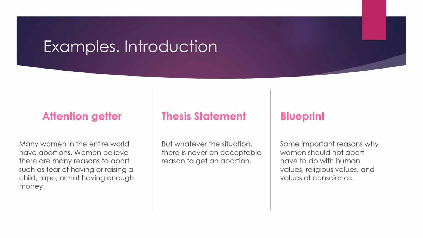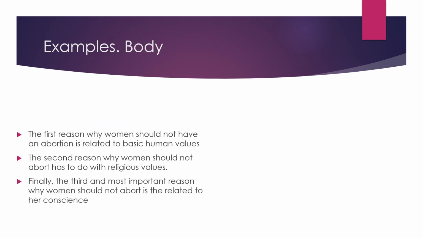Every single component of the blueprint should be translated or paraphrased into a topic sentence. So the first point, which is human values, should come as a topic sentence of the first body paragraph. Religious values should come as a topic sentence of the second body paragraph, and the values of conscience should come at the beginning of the third body paragraph. Now, let's see examples of topic sentences.